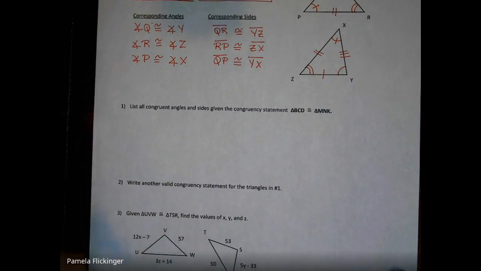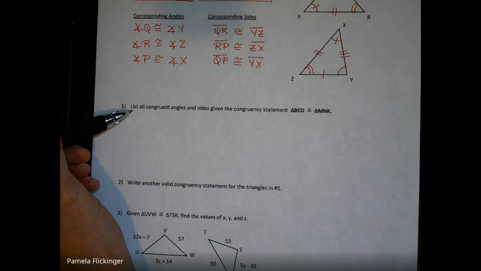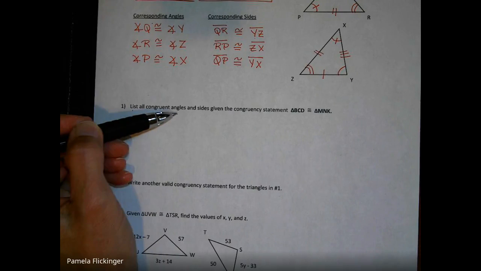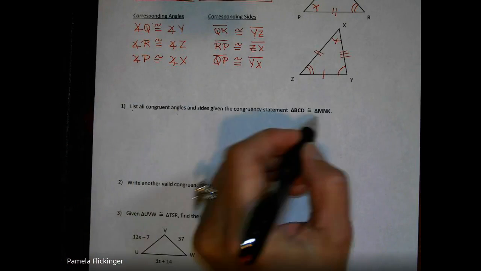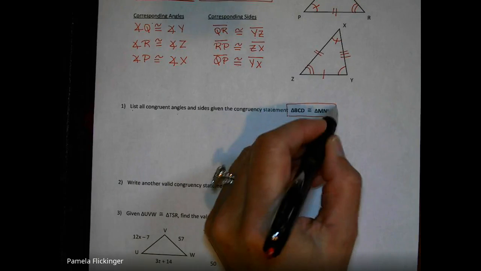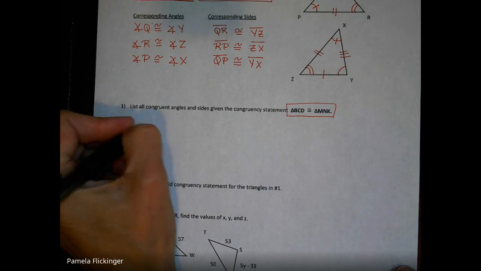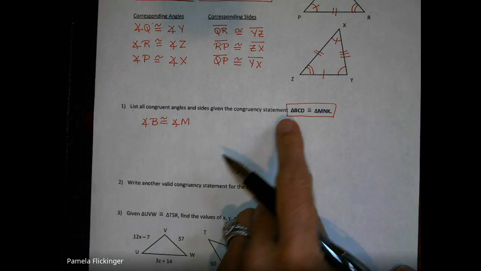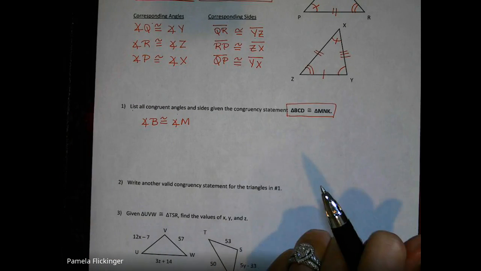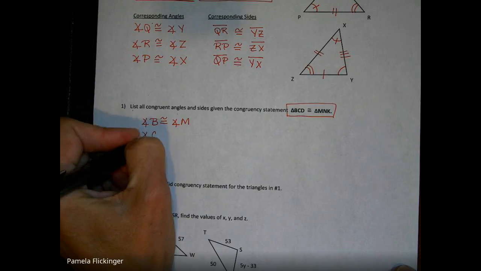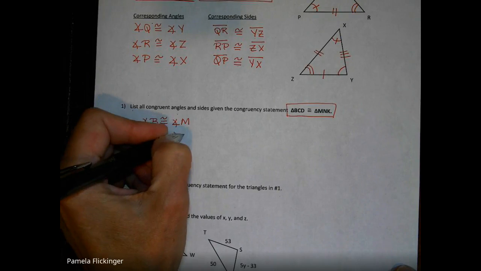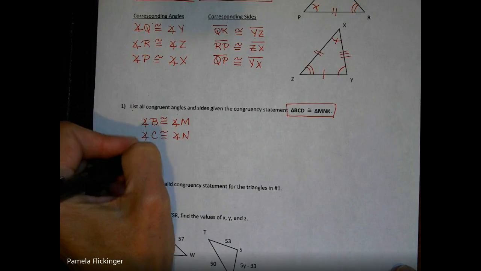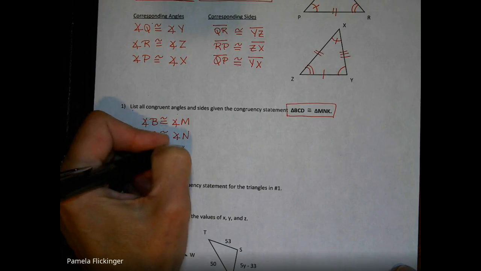Well, the first type is simply what we just did. We're going to list all the congruent angles and sides simply from this statement. There's no picture. So you're going to tell me angle B is congruent to angle M, because those are the first ones named. And then angle C will be congruent to angle N, and angle D is congruent to angle K.